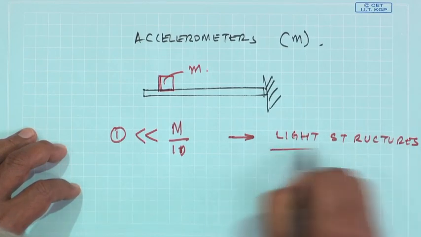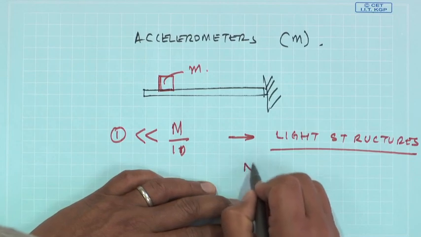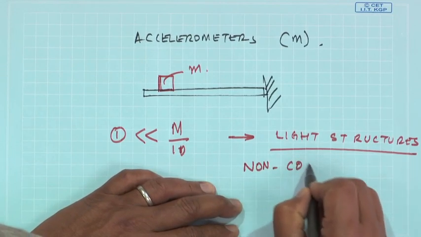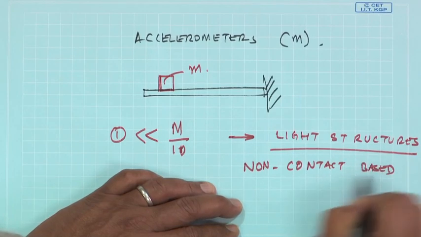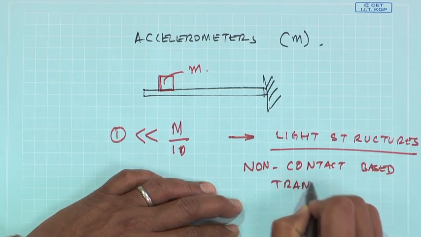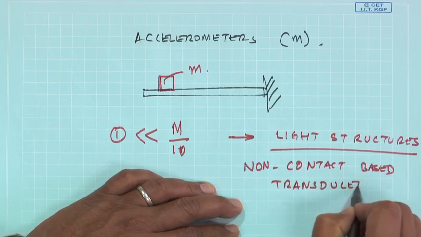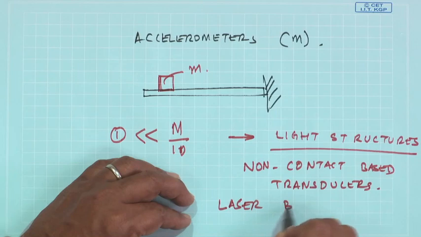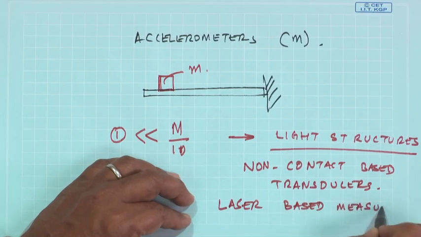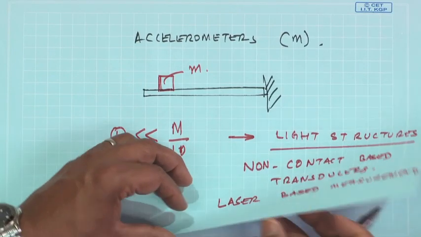So, for light structures we need to have non-contact based transducers for vibration monitoring, and this is actually done by what is known as laser based measurements. So, how do these laser based measurements work? Let me just briefly explain to you.